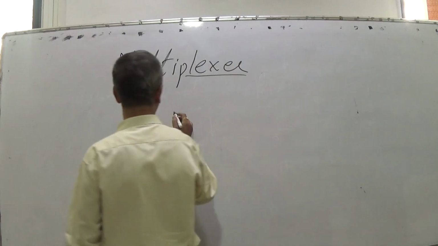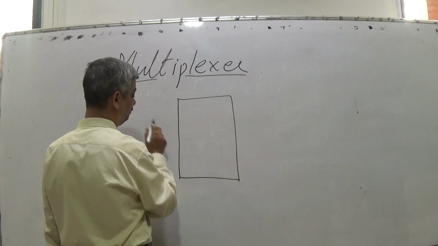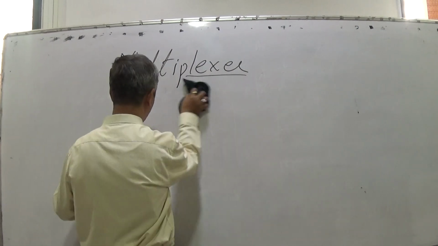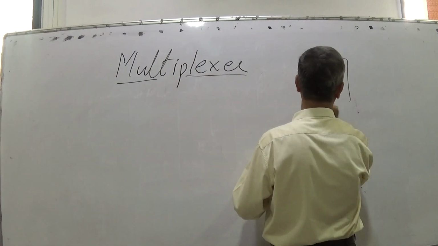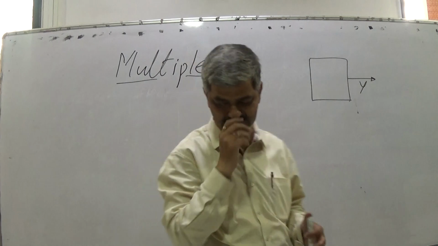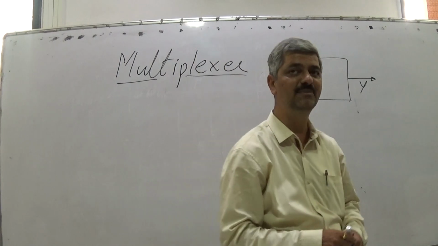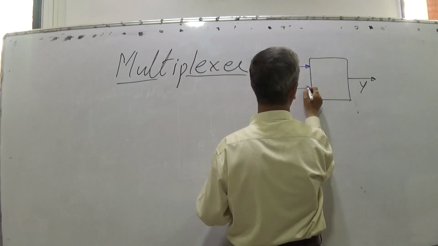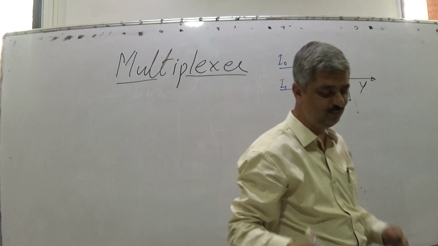So in general a multiplexer consists of more than one input and one output. The output of the multiplexer is denoted by Y, and it has multiple inputs which are denoted by I0 and, at least 2, we start with I1. So we have 2 inputs I0 and I1 and one output Y.